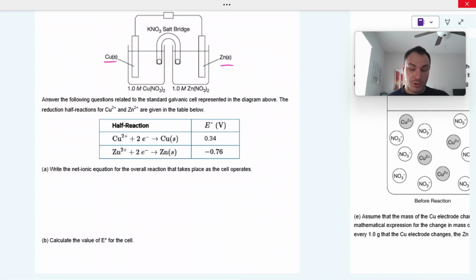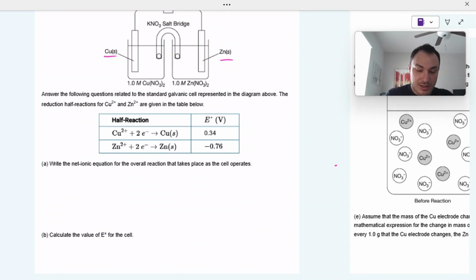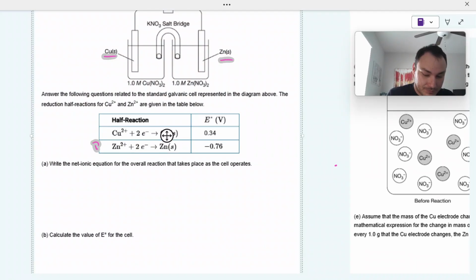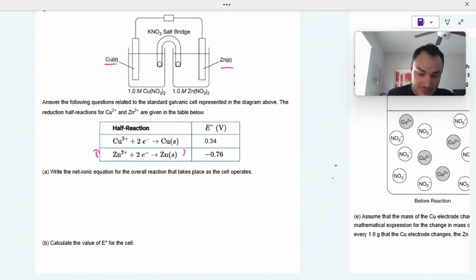All right, we have to flip one of these. The one that we're going to flip is the one that when we add the voltages together, it becomes a positive voltage. We're going to flip the zinc half reaction. We do need to flip one of them so the electrons cancel out. And then we are going to add together those voltages. So we do 0.34 plus 0.76.